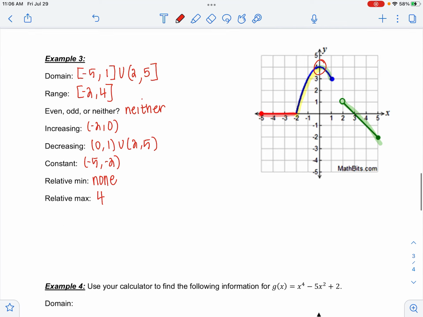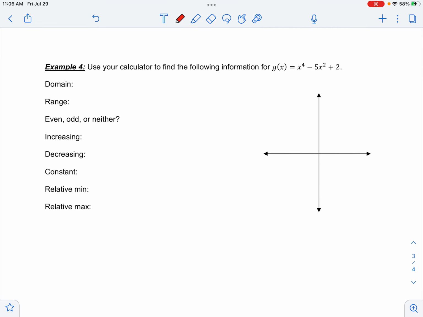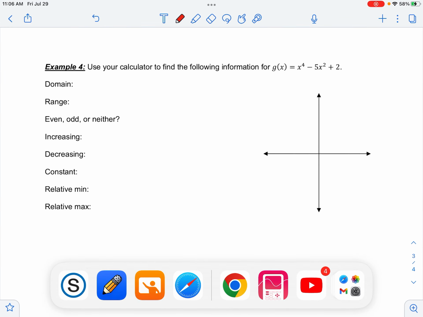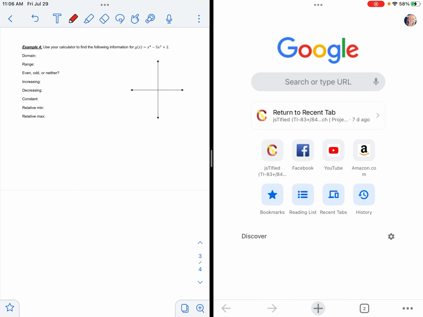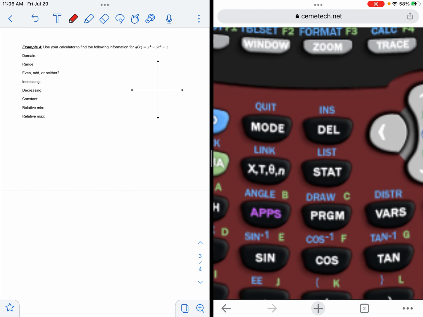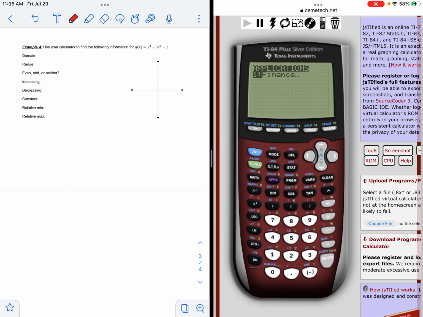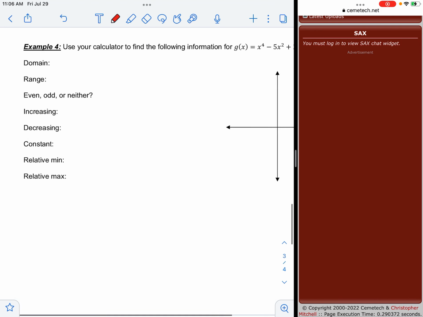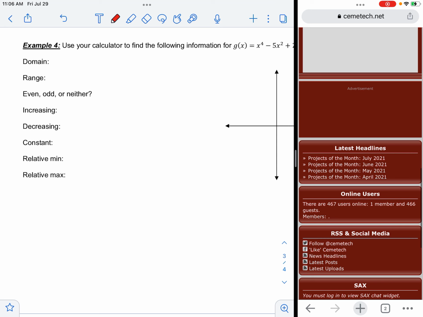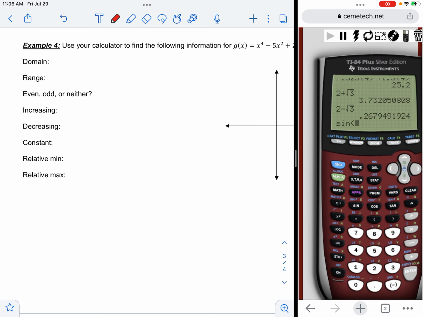All right, last but not least, we have a calculator problem. Let's hope that my calculator is still here. Let's see. Yes. Oh, come on. There we go. Oh, that's ginormous. Okay, so it says use your calculator to find the following information. So we will do that. Where did my calculator go? Hello, there you are.